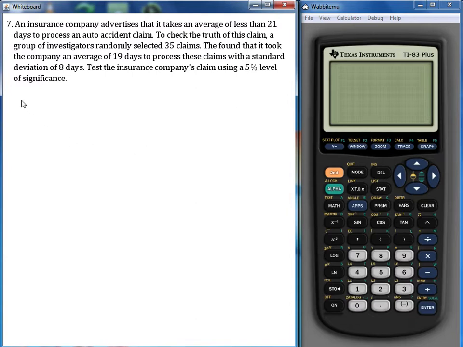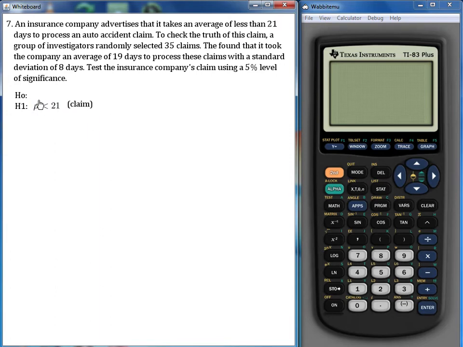So here we're doing a hypothesis test, and the first thing that we need to do is decide on what our null and alternative hypotheses are. So the claim here is that it takes less than 21 days to process the auto accident claim. So that's going to be mu is less than 21. Since this claim doesn't have a statement of equality, it is going to go under the alternative. So I'm going to put it here and mark that that was my claim.